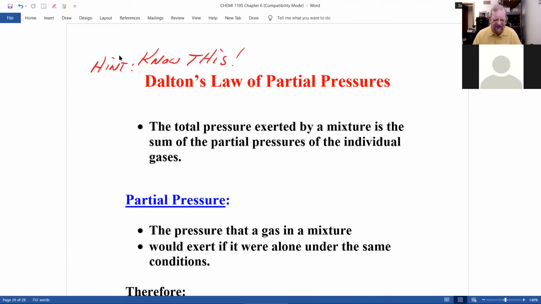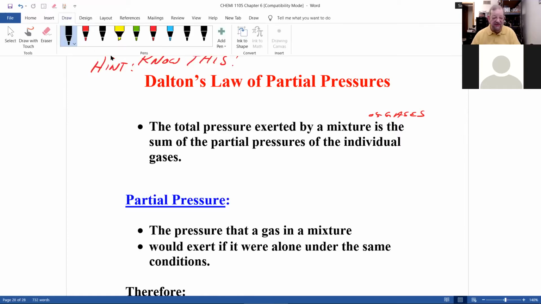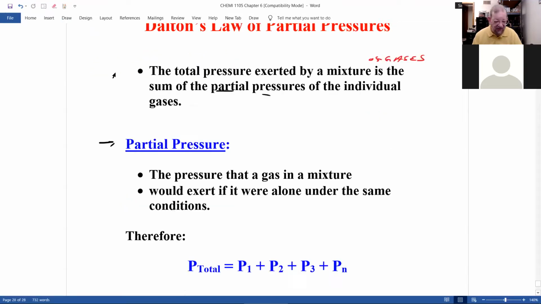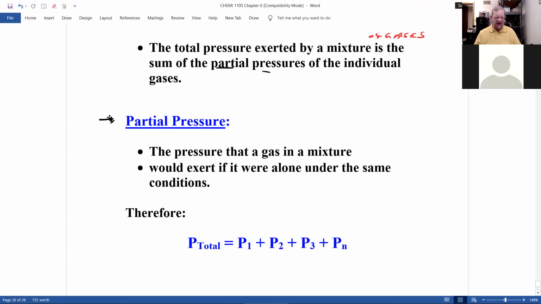Now, I will never ask you to write down what Dalton's law of partial pressures is. The law is that the total pressure exerted by a mixture of gases is the sum of the partial pressures of the individual gases. Now, what's a partial pressure? Good question. I'll never ask you what a partial pressure is, but you should understand the concept.